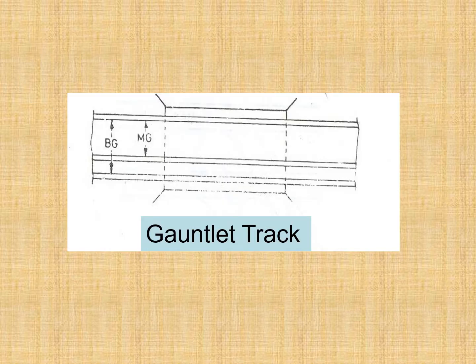So look at this arrangement. Here we have accommodated two types of tracks, broad gauge and the meter gauge, and you can see that this rail is common for both tracks.